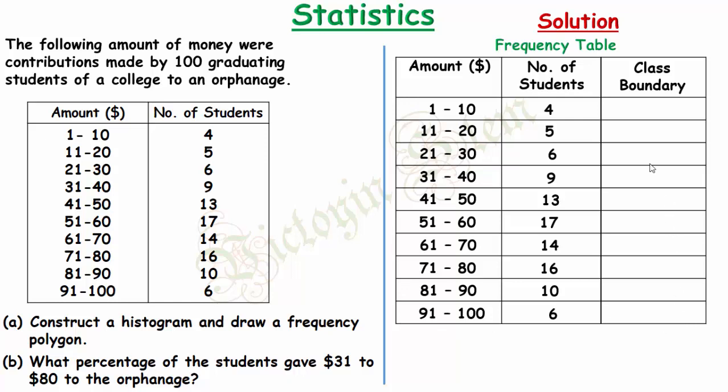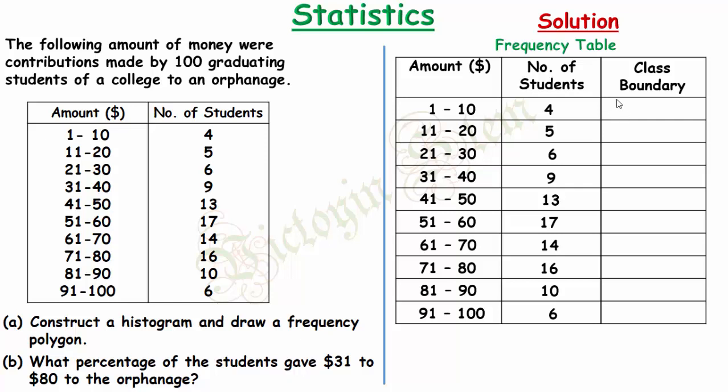But because the problem at hand uses amount, we can rename our horizontal axis as amount rather than using class boundary. Okay, so for me to fill up my class boundary, we need to get the values from the first column, which is the column of the amounts, otherwise known as the class intervals, which signifies the range of values given by the students to the orphanage.